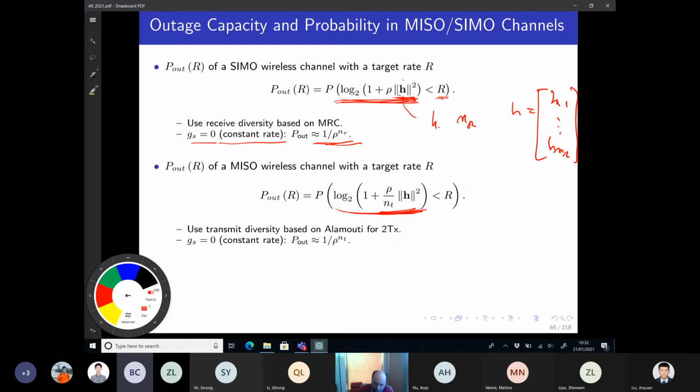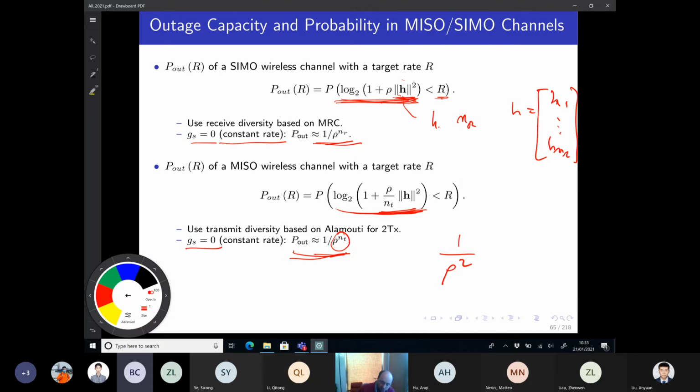So I will not go into those details, but the main message I want to deliver here is that your outage probability, if you have a constant rate, will decay as rho to the power nt. So if you increase the number of transmit antennas, you're going to have a decay of the outage probability that is proportionate to the number of transmit antennas, right? And this is a bit reminiscent of what we had with Alamouti, for instance. With Alamouti, you don't know the channel at the transmitter, right? But we saw that the error probability is 1 over rho square. So the outage probability will also be 1 over rho square.